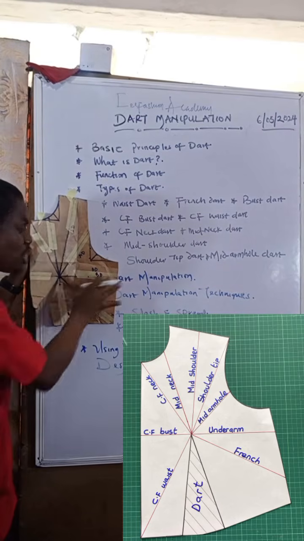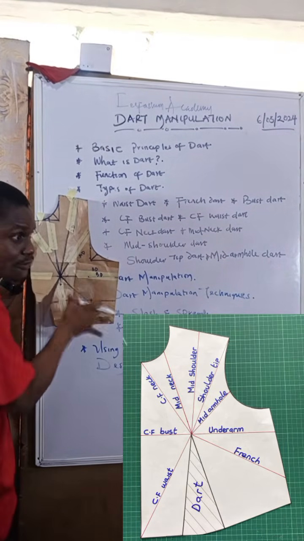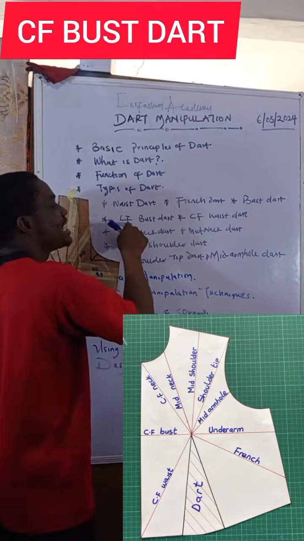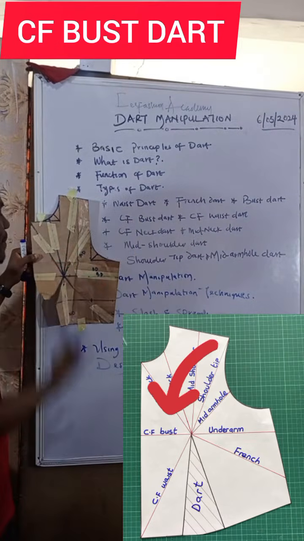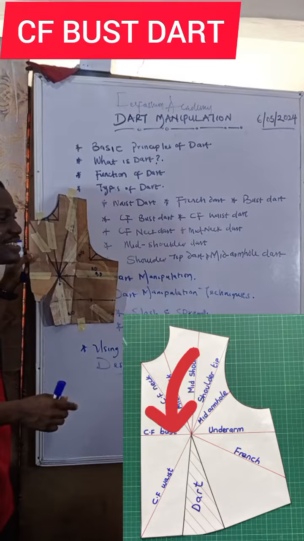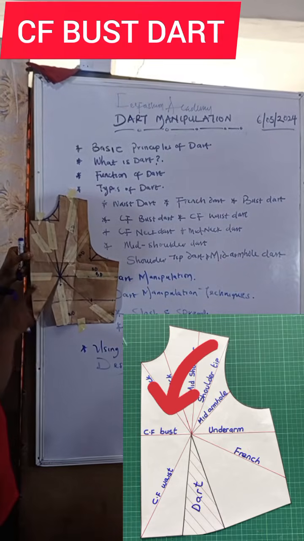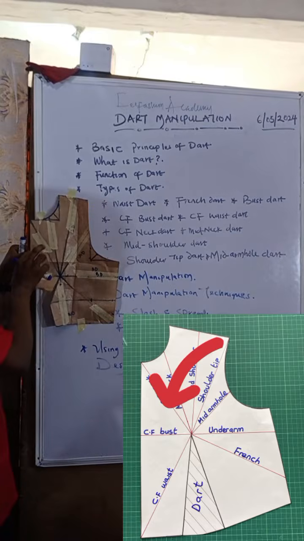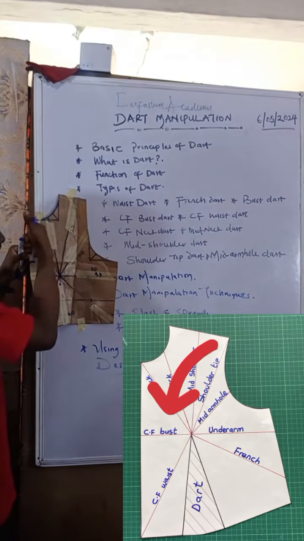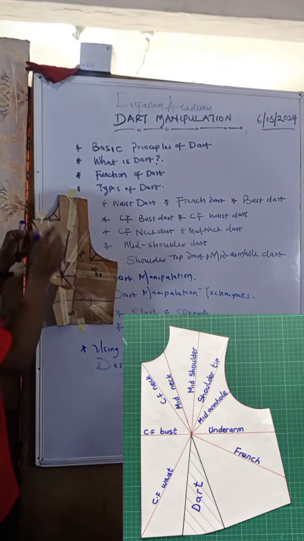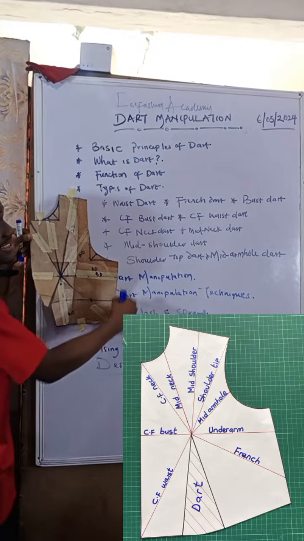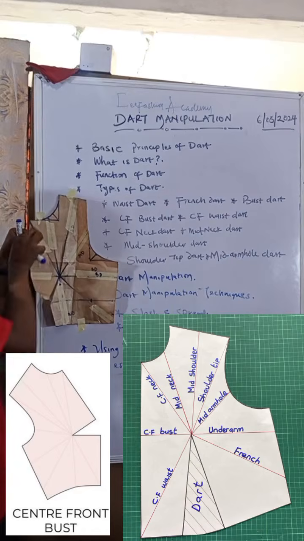So what I'm showing you guys are the positions of different types of darts. Now let's get to the next one. This one is the center front bust dart. Looking at this, which one is the center front? Center front is this side, where you place your material on fold. This is the center front, where you can find the neck. Whenever you hear center front, look towards this side, not towards the side. This one is the side front. Now this is the center front.